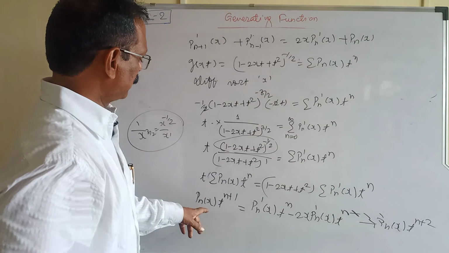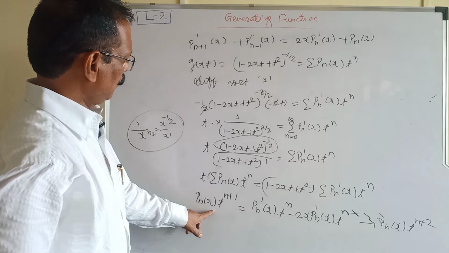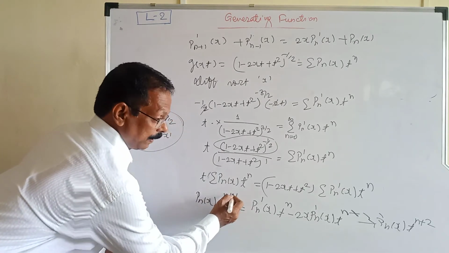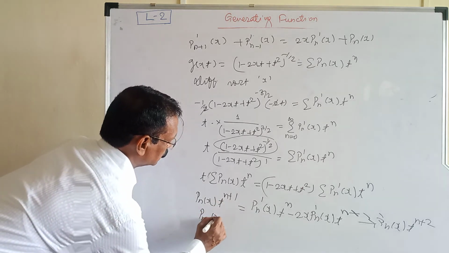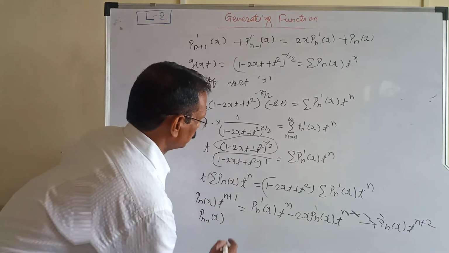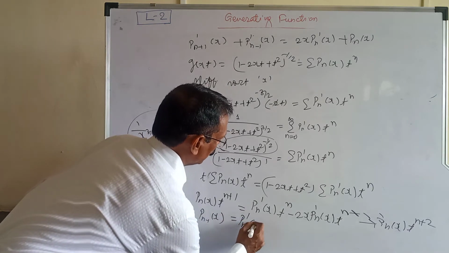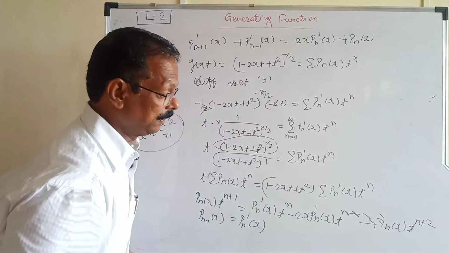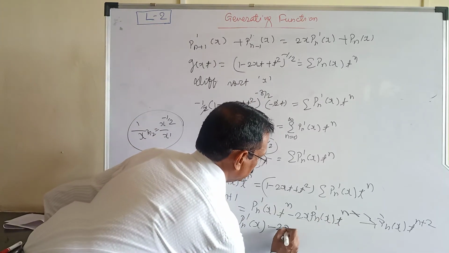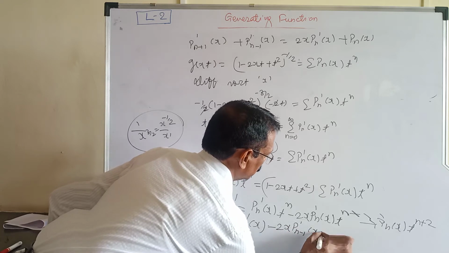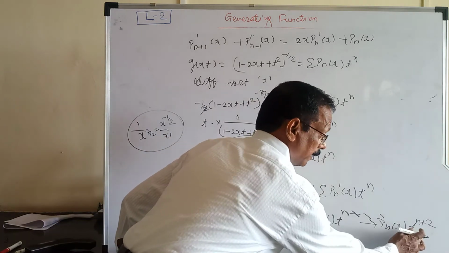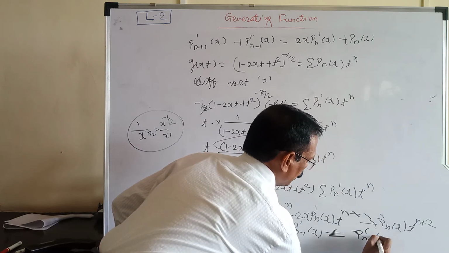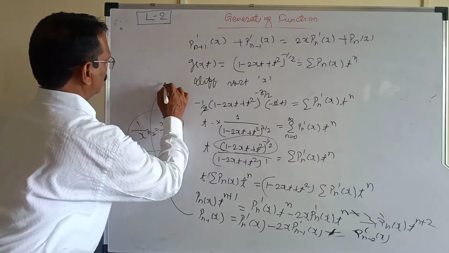Here compare the coefficient of t raised to n. What do we get? In this case, t raised to n plus 1, we have Pn minus 1 of x, so Pn minus 1 of x is equal to Pn dash of x. Here it is t raised to n plus 1, so instead of that we have to write n minus 1: minus twice x Pn minus 1 dash of x, plus, here it is n plus 2, Pn minus 2 dash of x. So we have to rewrite the term here.